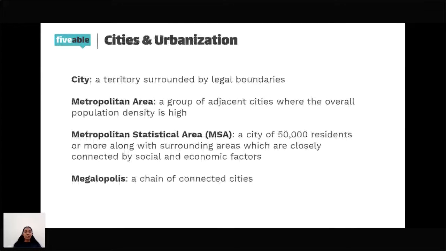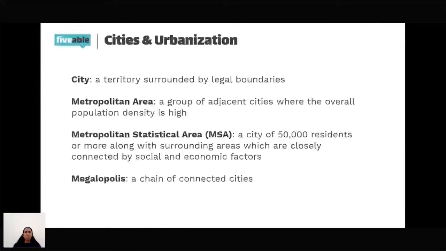So for cities and urbanization, we're going to be covering the definitions of these terms, so just stay tuned. A city is a territory that is surrounded by legal boundaries, and it has a certain population, and obviously it has its own rules and government. And a metropolitan area is a group of adjacent cities where the overall population density is high.